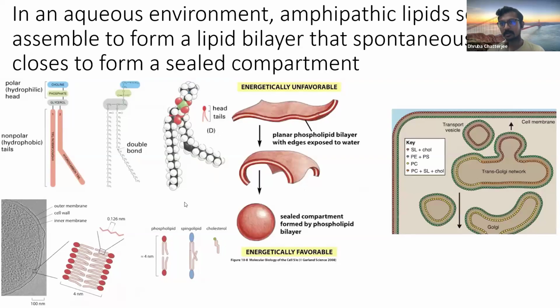So this gives you the idea how these amphipathic lipids can self-assemble to form this planar bilayer in the beginning, which eventually closes on itself spontaneously to form a completely sealed compartment that is formed of this lipid bilayer, which is reminiscent of the first cells that would have arisen. That is the protocells, right? And still, in case of these cells, this is the thermodynamic driving force that makes these amphipathic lipids assemble to form the lipid bilayer that is present in the cell.